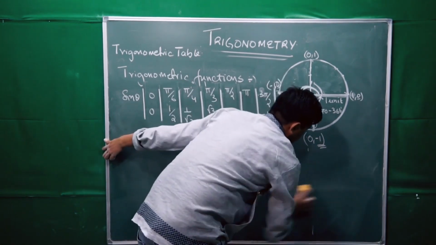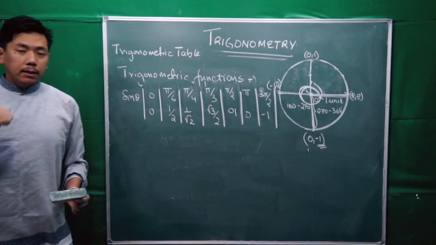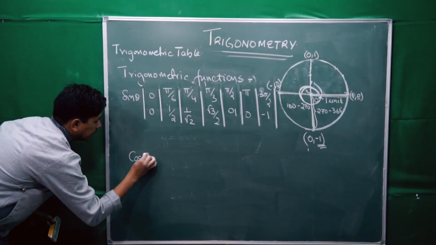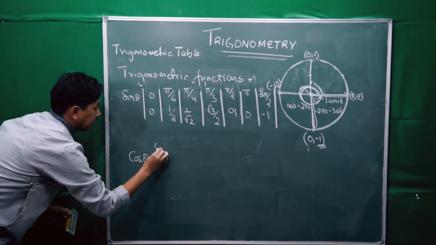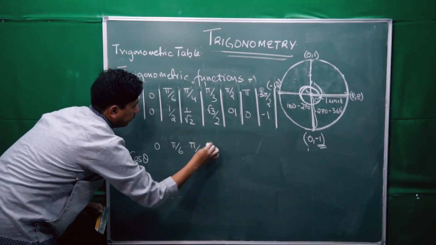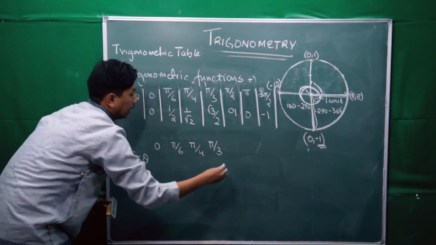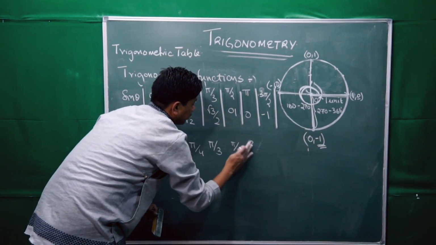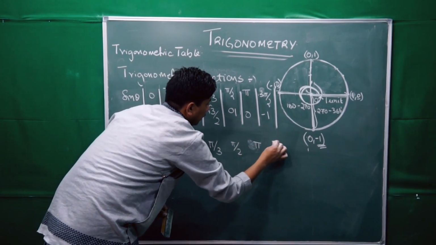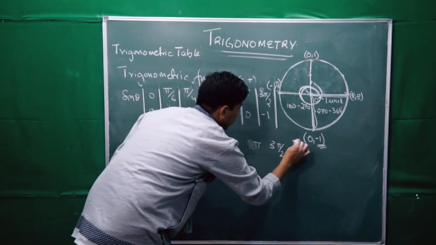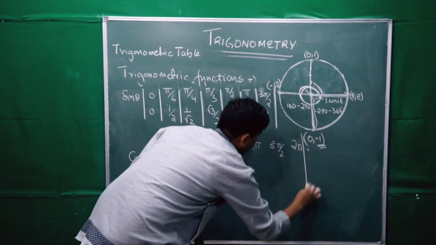Okay. So quickly let's do it for cos as well, so that you can understand. For the cos, we are going to check out the x-axis. So for cos theta, angle 0, pi by 6, pi by 4, pi by 3, and then we have pi by 2, and then we have pi, 3 pi by 2, and then let's stop at 2 pi.